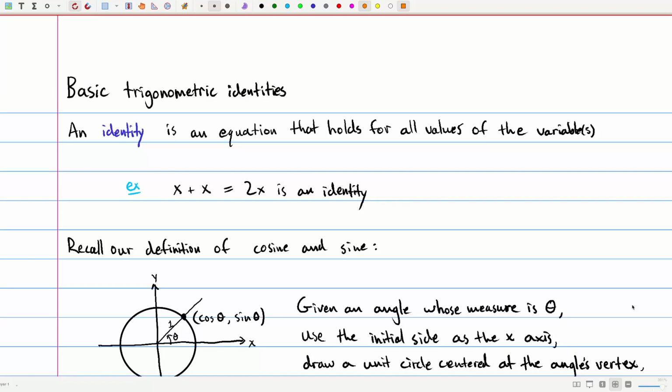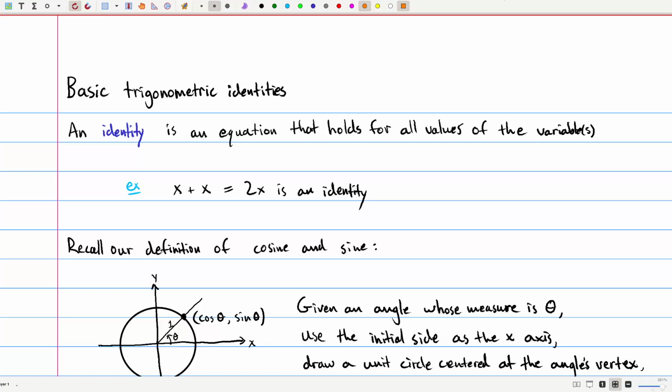Hello everyone. In this video, I'm going to be discussing basic trigonometric identities. An identity, recall, is an equation that holds for all values of a variable, or variables, whatever the case may be. And unlike equations that we might be used to normally, these are not equations that you solve for anything, because it's true no matter the value of the variable. It's an identity. Both sides are identical.